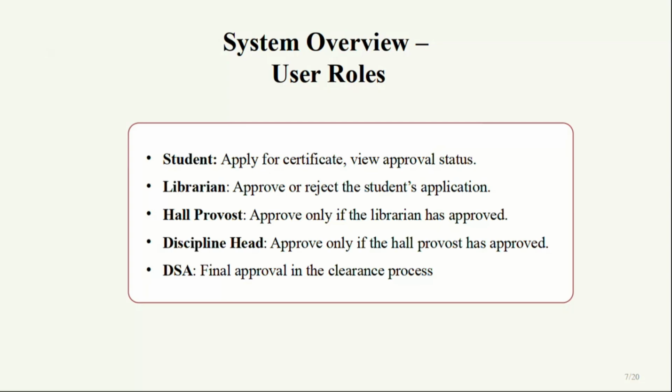Our system supports 5 types of users: students, librarian, hall provost, head of discipline, and DSA. Students can submit and track certificate clearance forms. Librarian is the first level authority who verifies dues. Hall provost approves after librarian clearance. Head of discipline ensures academic records are cleared. DSA is the final approval authority before certificate release. Each user sees only what their role permits, ensuring accountability and secure data access.